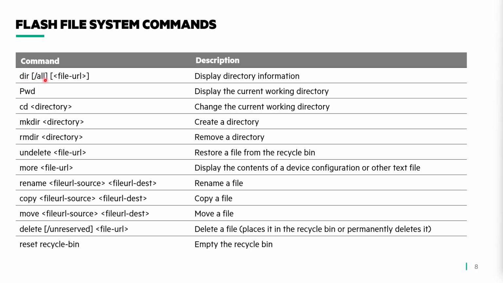dir /all shows you every file, including the ones that are in the recycle bin. Basically, when you delete a file, like in this case, it will be moved to a recycle bin rather than being deleted, unless you use the unreserved option. So it's kind of a pointer to the recycle bin. Unreserved means deleted immediately and does not place that file in the recycle bin.